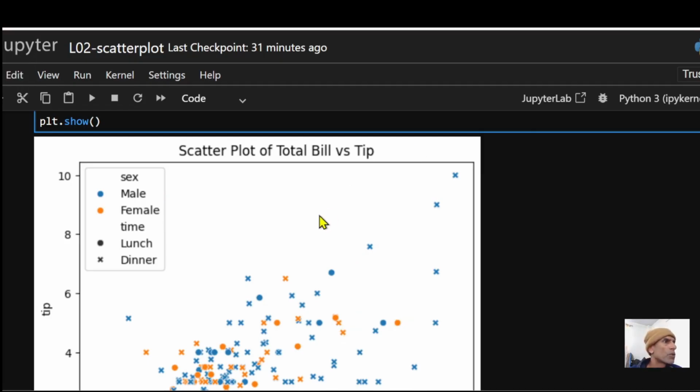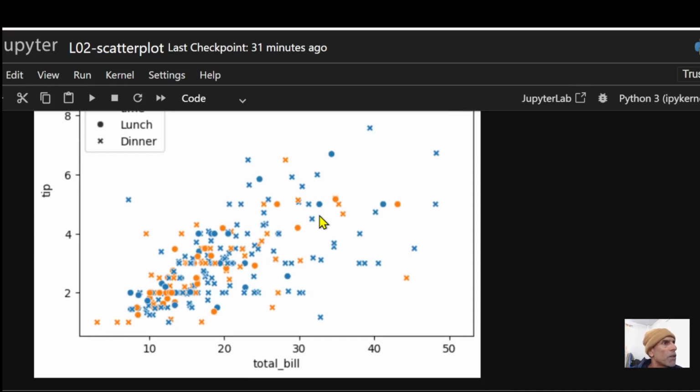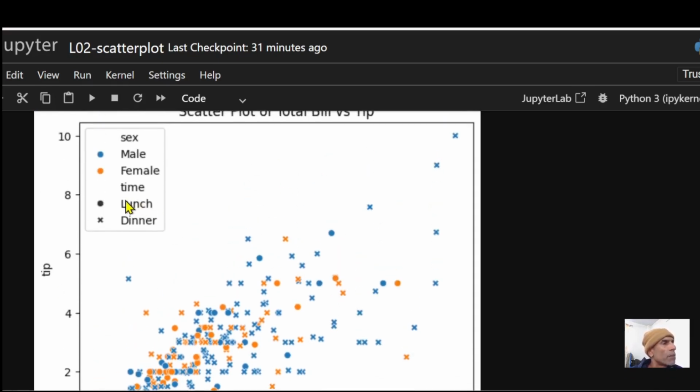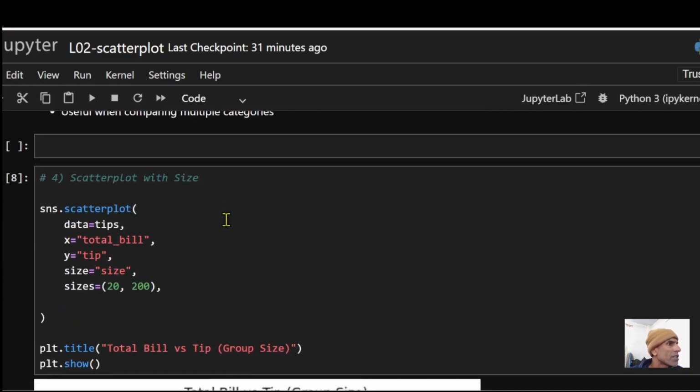Okay, so assuming that you have understood this, this way you can actually find the relationships between variables like total bill and tip, based on the time and also based on the gender, whether it's male or female. Then you can also do a scatter plot with size.